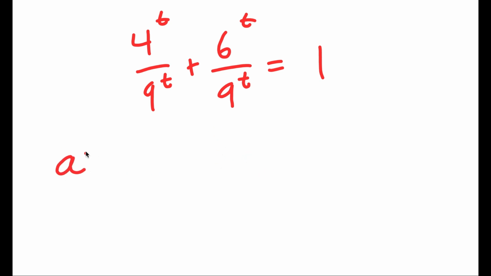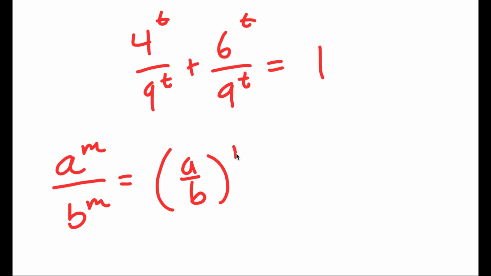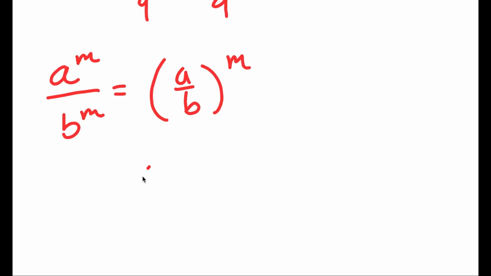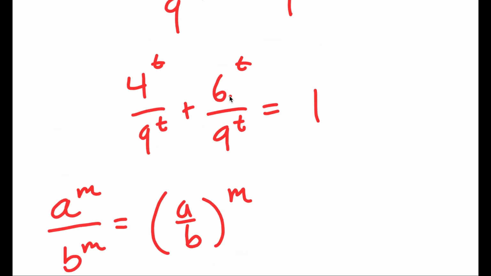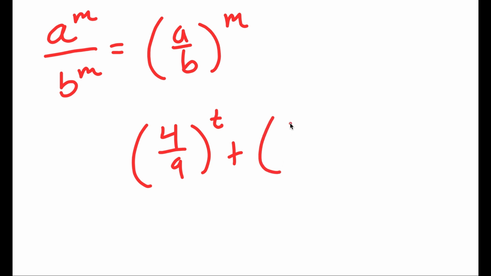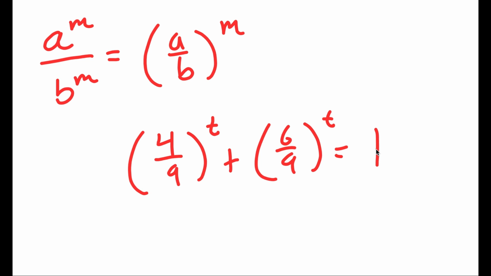Now, if I have something in the form a to the power of m over b to the power of m, this is equal to a over b to the power of m. So in this case, I have 4 to the power of t over 9 to the power of t, and that turns to 4 over 9 to the power of t. And for 6 to the power of t over 9 to the power of t, that turns to 6 over 9 to the power of t. And this is all equal to 1.